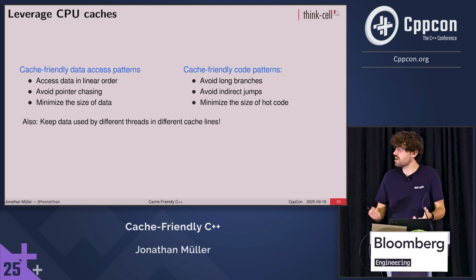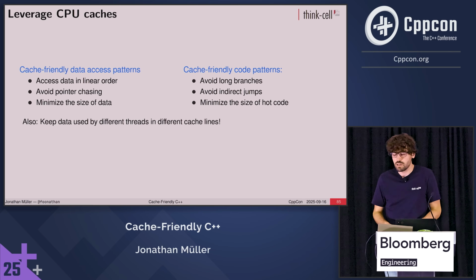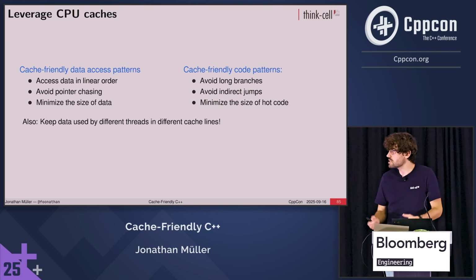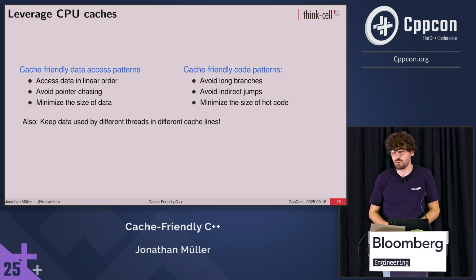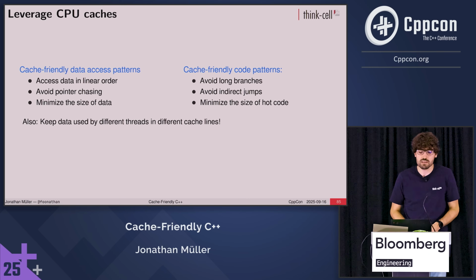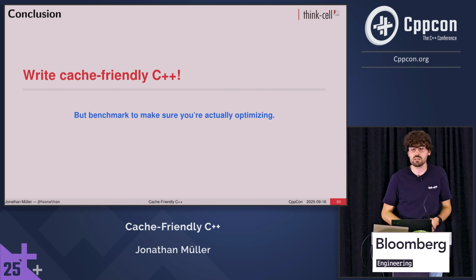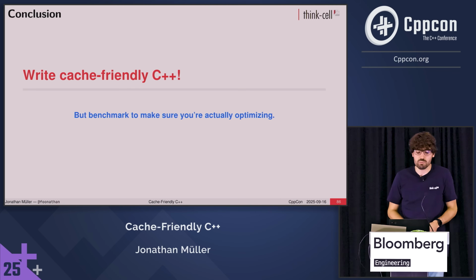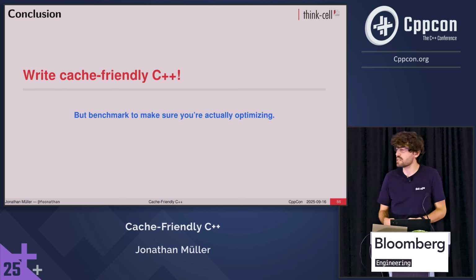And likewise, for the code, we want to avoid long branches. We want to avoid indirect branches, indirect jumps. And we want to minimize the size of the hot code, so our loop is really efficient. And also, remember, data used by different threads at the same time, put them in different cache lines to avoid false sharing. And if you follow that, you did the first steps to writing cache-friendly C++. You're writing code that actually leverages the CPU memory effects and is potentially a lot faster, but make sure that you benchmark it so that the optimizations you're making are actually optimizations and don't make it worse.